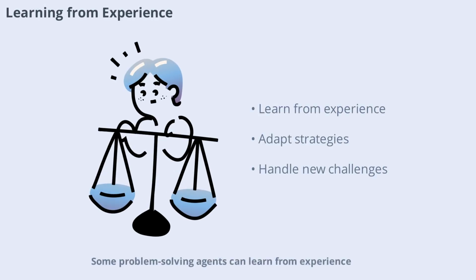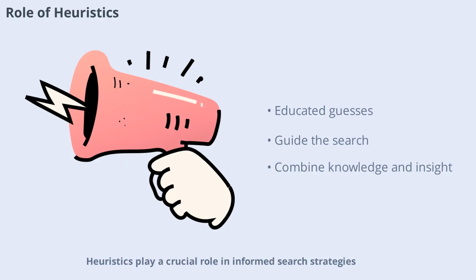Some problem-solving agents can learn from experience, adapting their strategies based on past successes and failures. This learning capability allows agents to become more effective over time, handling new and unexpected challenges with greater skill. Heuristics play a crucial role in informed search strategies. By providing educated guesses about which paths are most promising, heuristics guide the agent toward the goal more quickly. Designing effective heuristics is an art that combines domain knowledge with algorithmic insight.